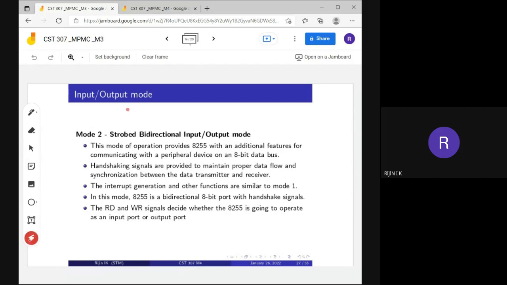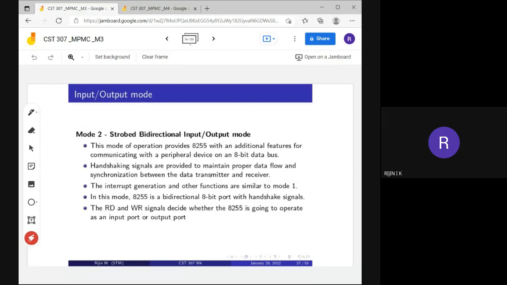Actually, mode 2 is a strobed bidirectional input-output mode. Bidirectional means the same port will act as both input and output. And this mode 2 is exclusively for port A only.